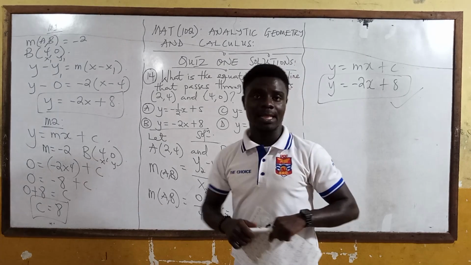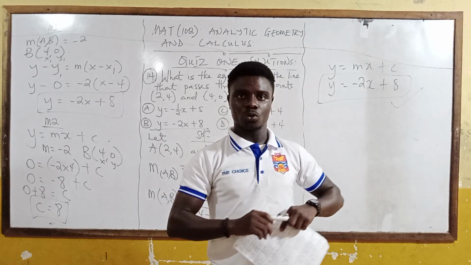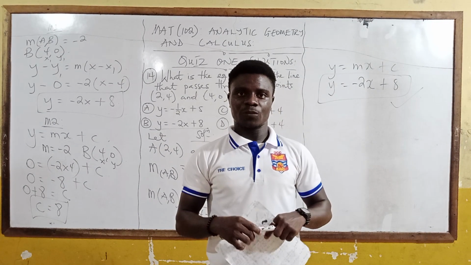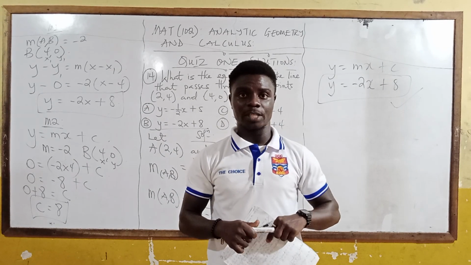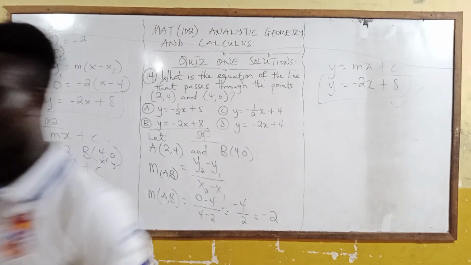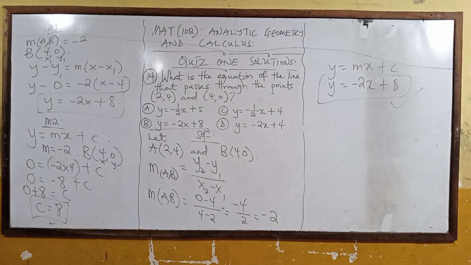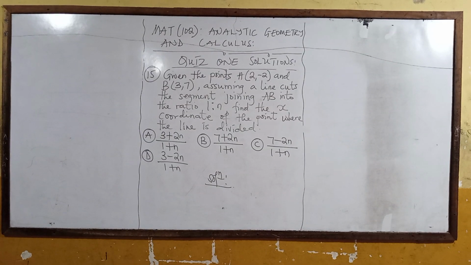Let's look at our last question. We are solving the first 5 questions. So that's my 15th question. So let's look at it. All right, so let's see question 15. Question 15 on your quiz paper is question 19.